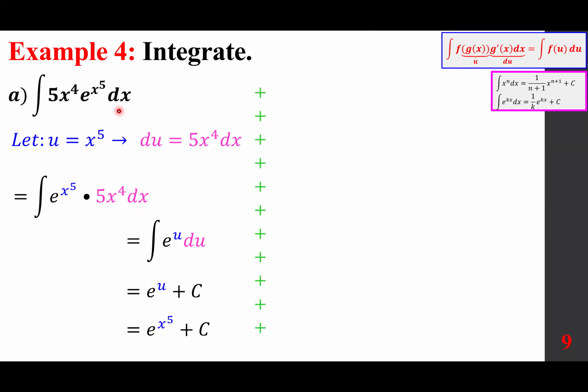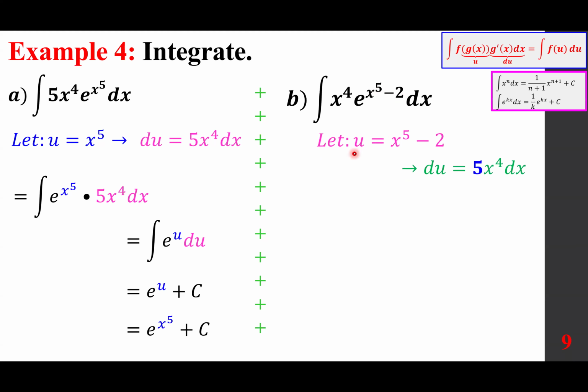So if the e is involved, the exponent is a choice of u. Same thing here. The exponent, x to the power of 5 minus 2, is the choice of u. What is the derivative? 5x to the power of 4. What is du? 5x to the power of 4 dx. And so let's move x to the power 4 next to dx to see what we are dealing with.